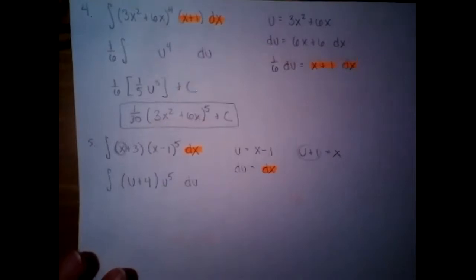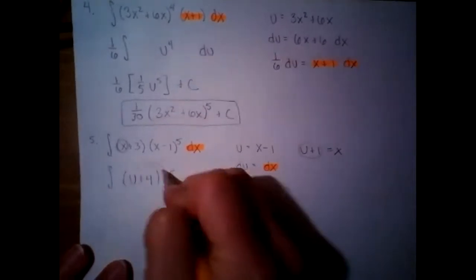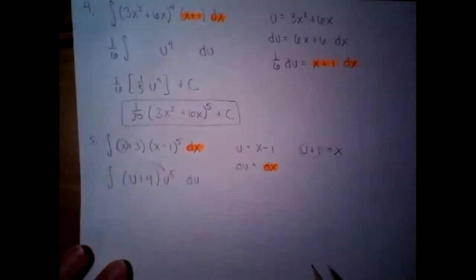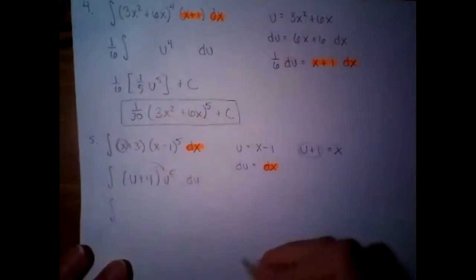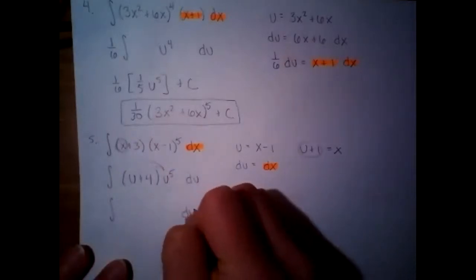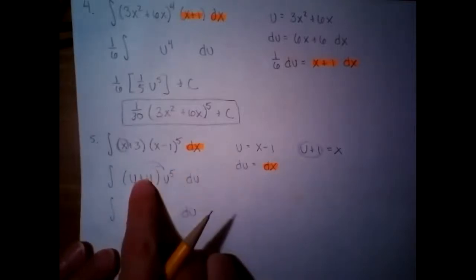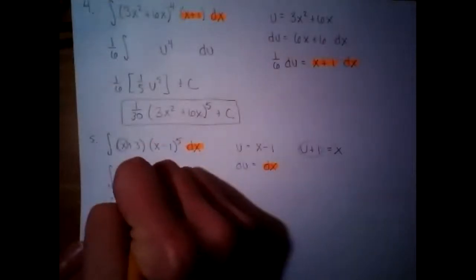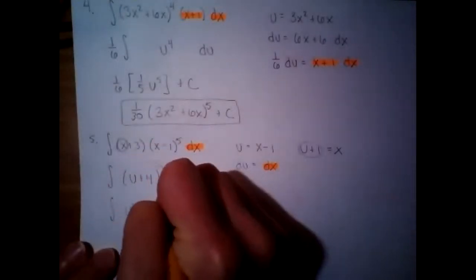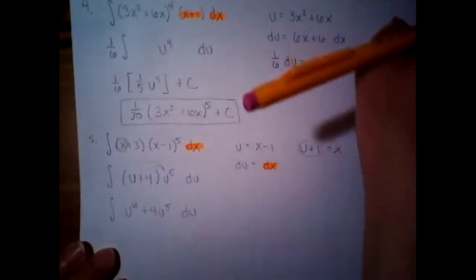And before I do this antiderivative, I'm going to distribute through the parentheses. It's just simplifying down before you do the antiderivative. So notice I'm keeping these symbols. This is like piggybacking off of that conversation we just had a little bit ago. I'm not doing the antiderivative yet, so I'm going to keep those. So if I distribute through here, that's going to be u to the 6th plus 4u to the 5th. And then I'm going to do the antiderivative.